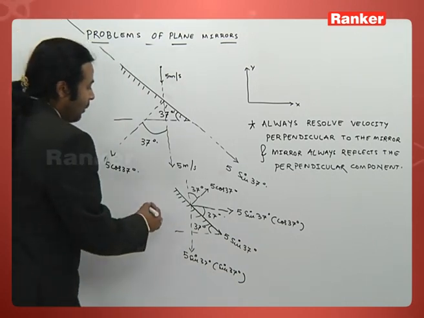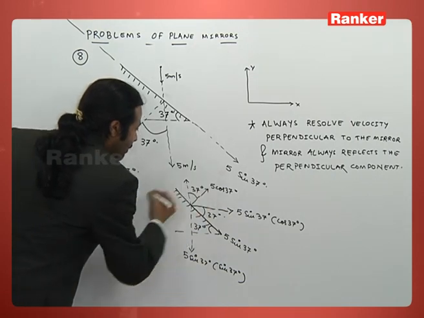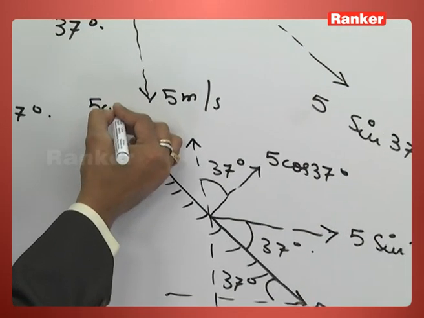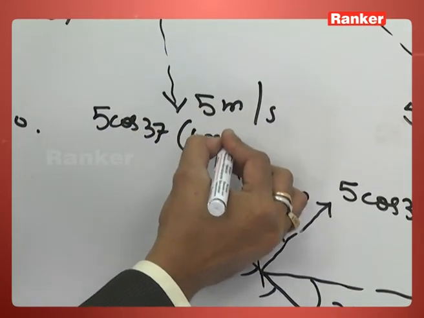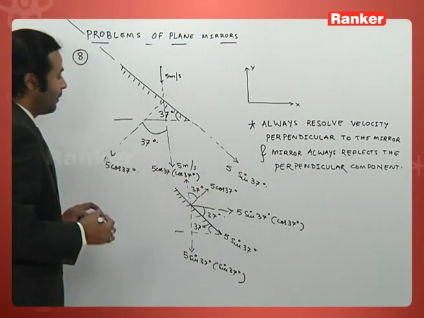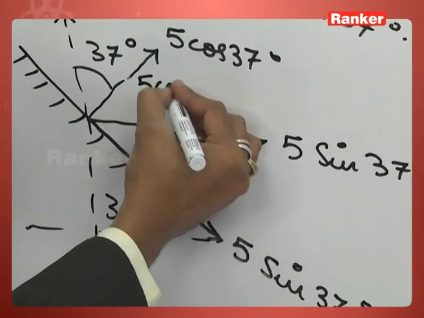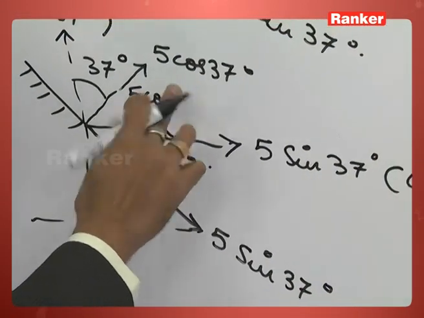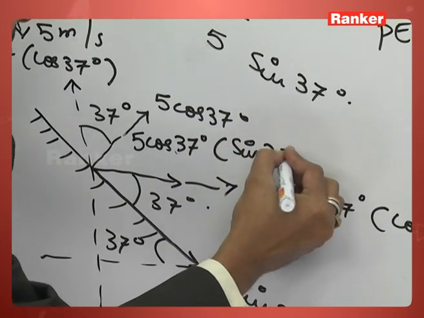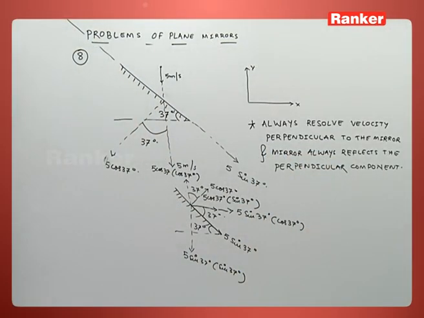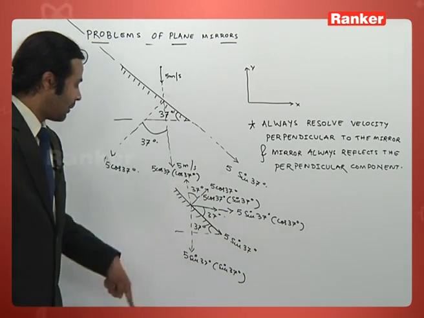Let us take the component of 5 cos 37. So the 5 cos 37 component will be here, 5 cos 37. The component of this will be again cos 37. I write in bracket not to make any confusion. Again I will write here 5 cos 37. In bracket I write sin 37. Now the net will be this one plus this one, this will be added, and here it will be subtracted.